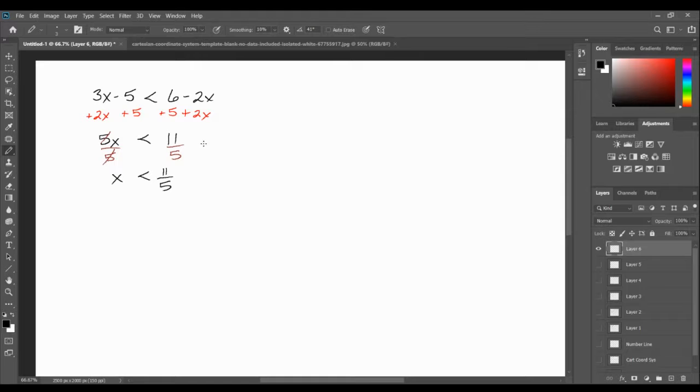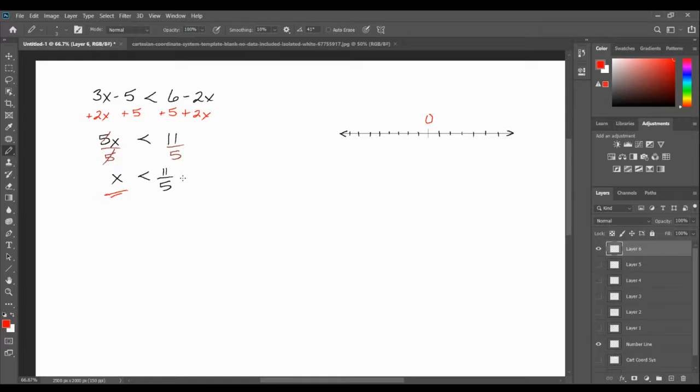So I want all of the x terms, every single number that is less than 11/5. So in order to show that, I like to come over here and create a number line. So I'm going to say there's my 0.